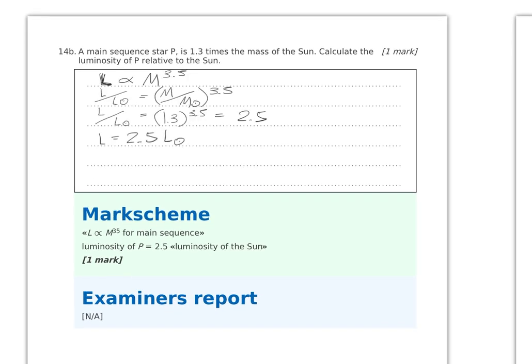Remembering that L is proportional to M to the 3.5, those are relative. So it's asking for the relative luminosity, and it gives us the relative mass, 1.3 times the mass of the sun. So really we just say 1.3 to the 3.5 is 2.5. So the luminosity of star P relative to the sun is 2.5 times the luminosity of the sun.